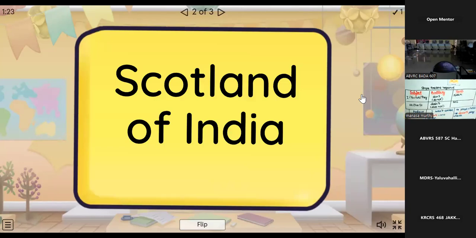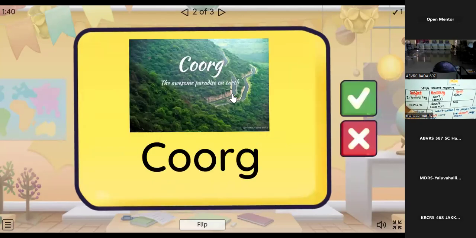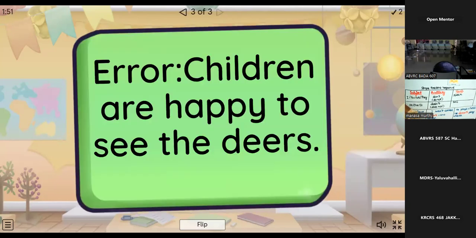In India, which place is being called as Scotland of India? In India, there is a place that is being called as Scotland. It is from our own Karnataka as well. Exactly. It is our own Kuru. Great. So happy. I've got answers from 2 centers. Really happy for it.